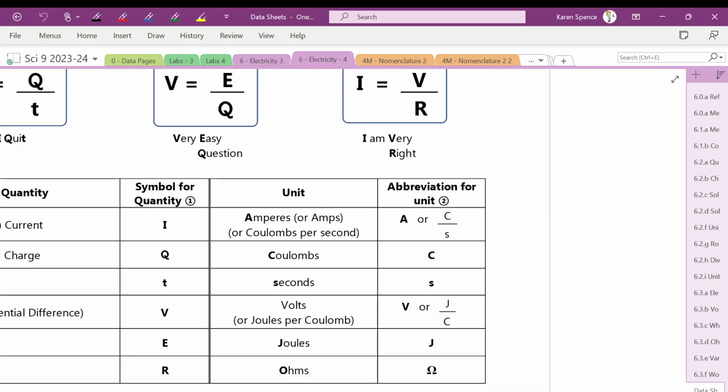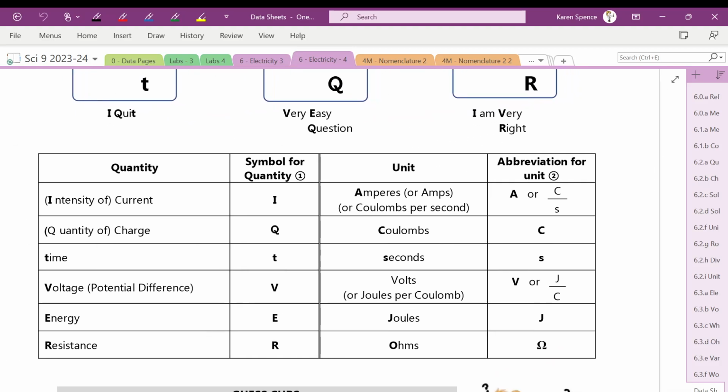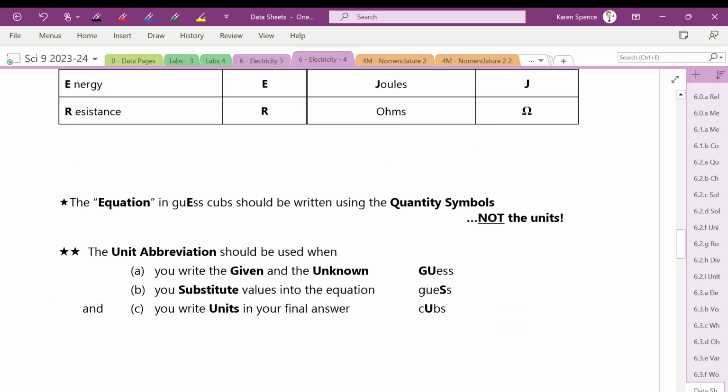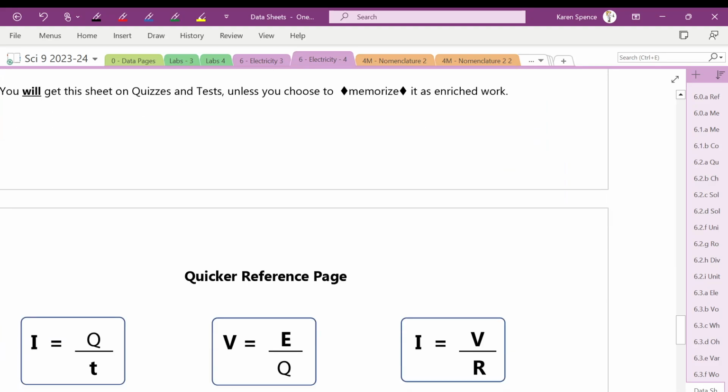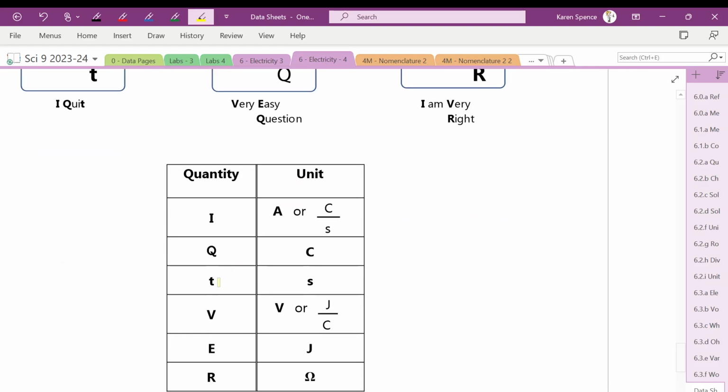So what you can see here is on the very front page, we have the quantity of charge, and the symbol is Q. The unit is coulombs, and the abbreviation for the unit is C. So this shows up on this page. It shows up on the second page as well. And then it also shows up on the very last page. But in the last page, we just show the Q and the C.